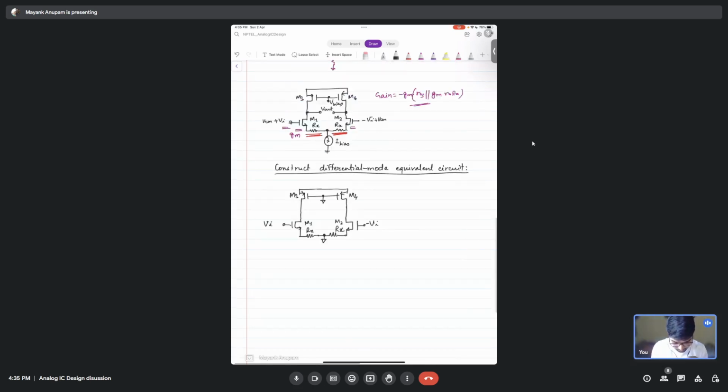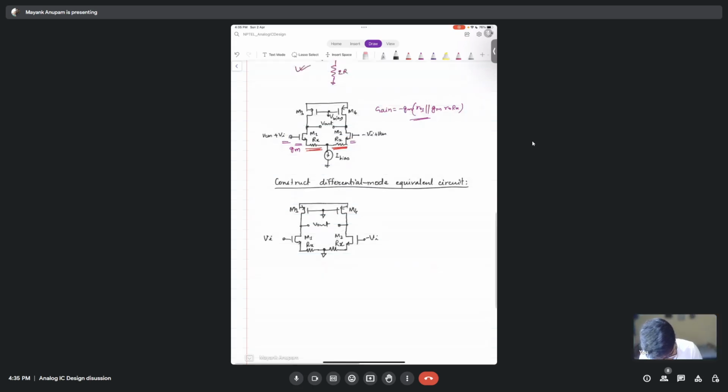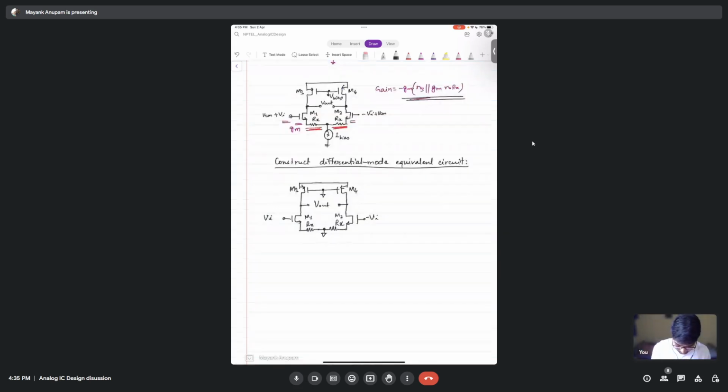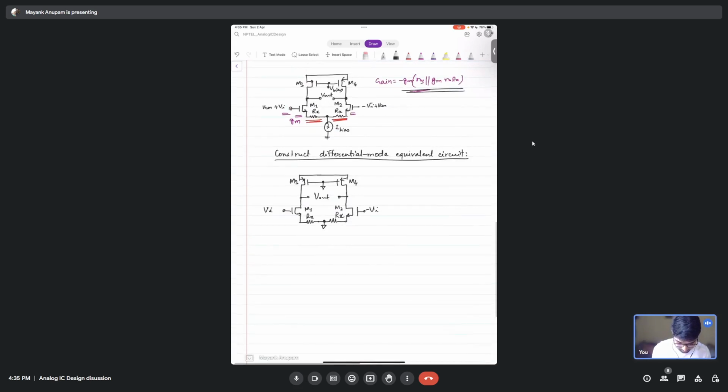A few minutes earlier, one of your colleagues said that the gain of the circuit will be gm1 into RO3 parallel with the gm RO into RX. Someone said this is the answer, right? So now tell me, will it be true or is it not true?